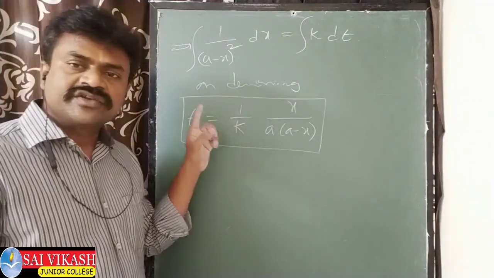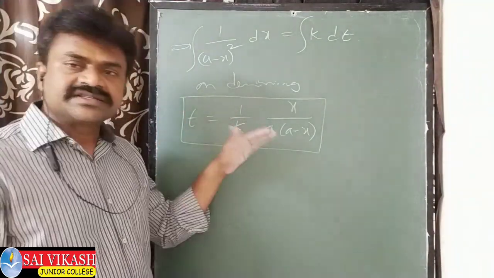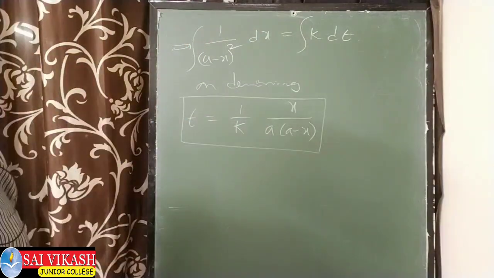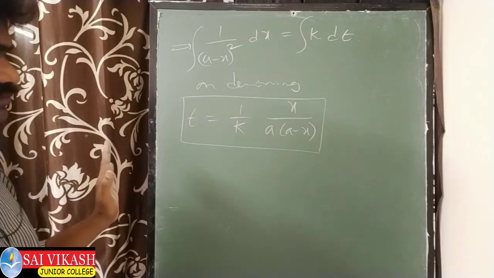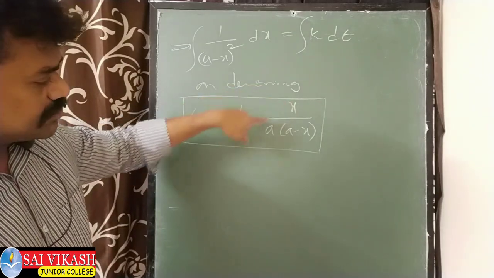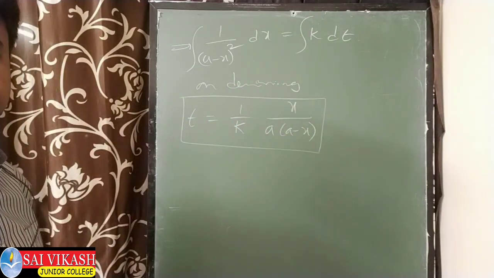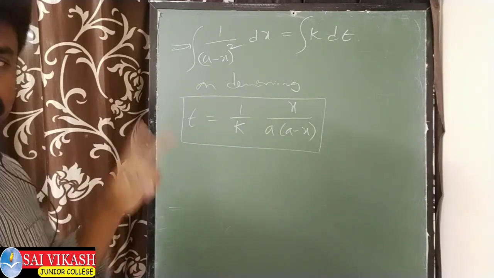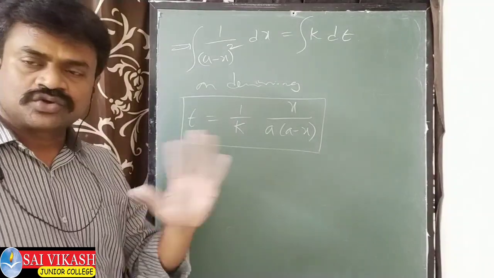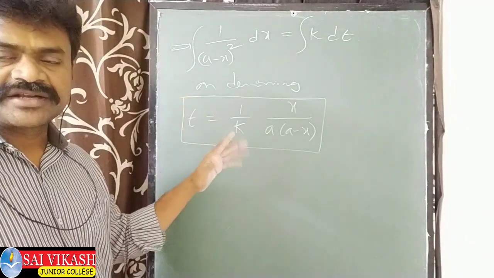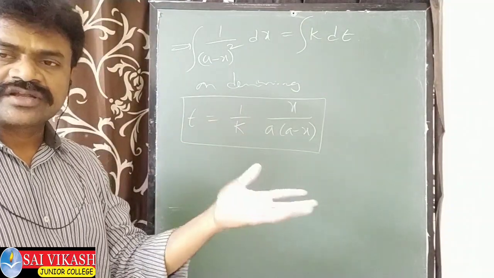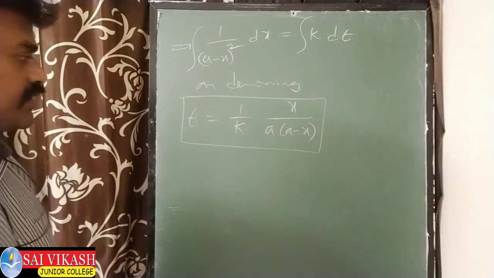This is the second order integrated rate equation if both reactants are the same: t equal to 1 by k into x by a into (a minus x). This is what we have to get if both the reactants are the same. So don't give this much priority. The first order integrated rate equation is high priority, then zero order. Last priority goes to second order.